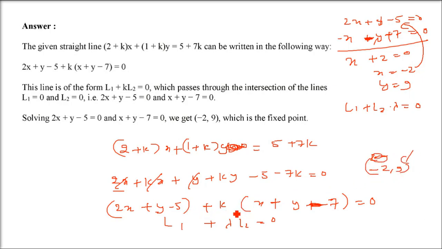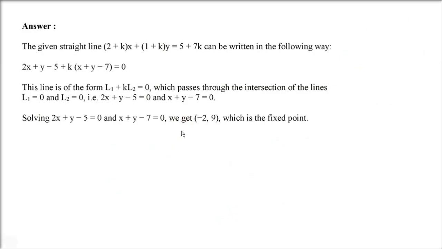So this is the point, and you have got the L1 plus lambda L2 form also. So you proved it. We have shown that the straight lines for different k pass through a fixed point, and also found the fixed point. So this is all about this exercise.